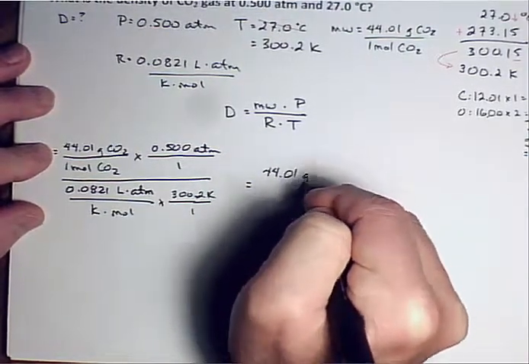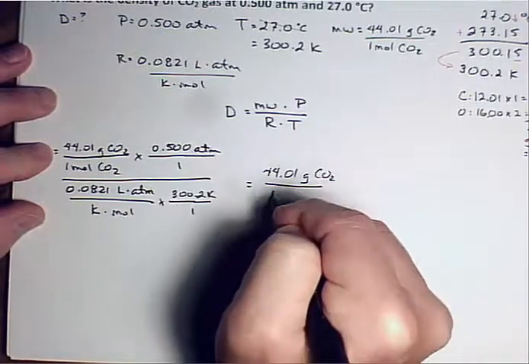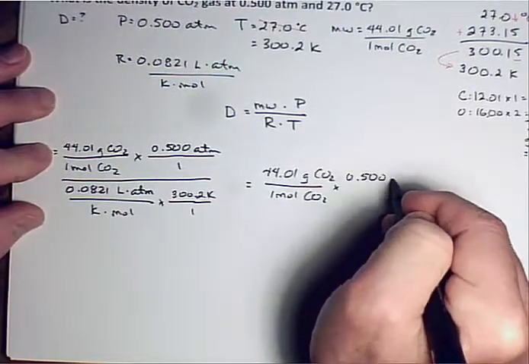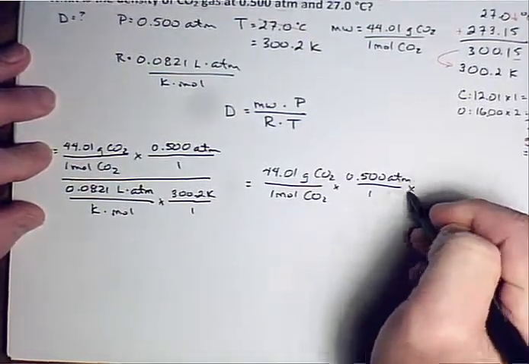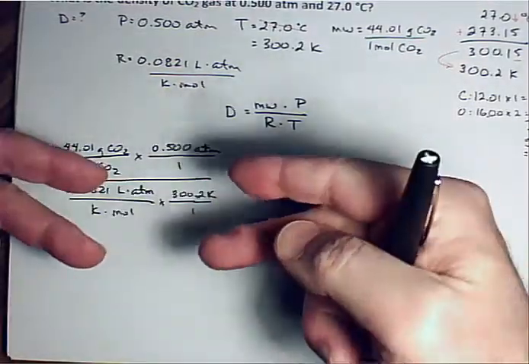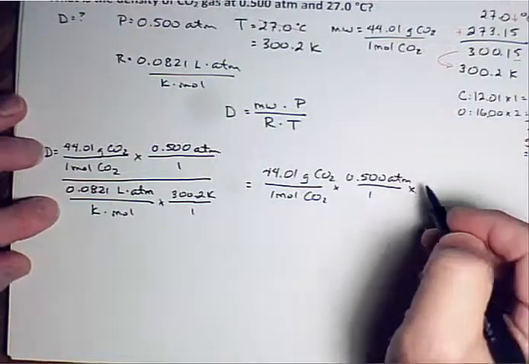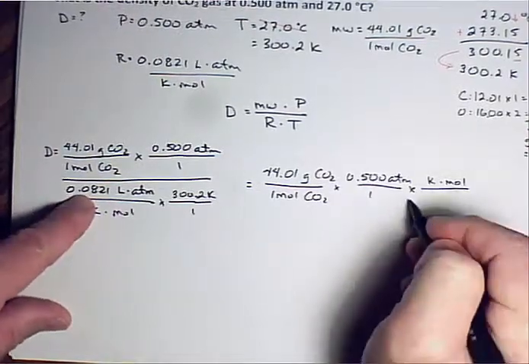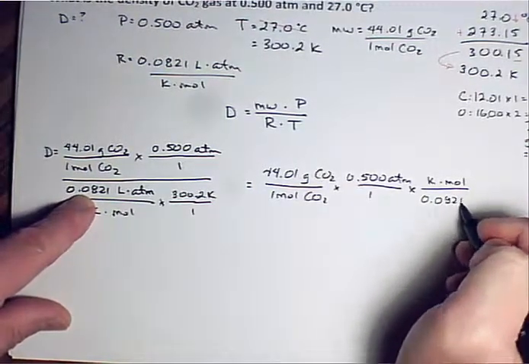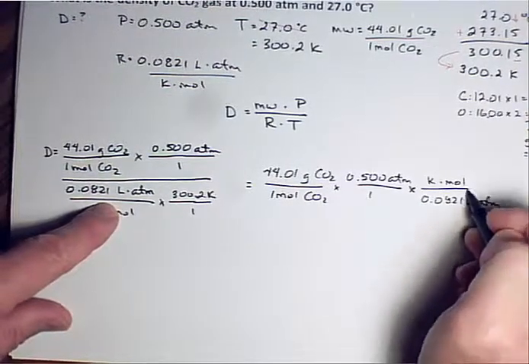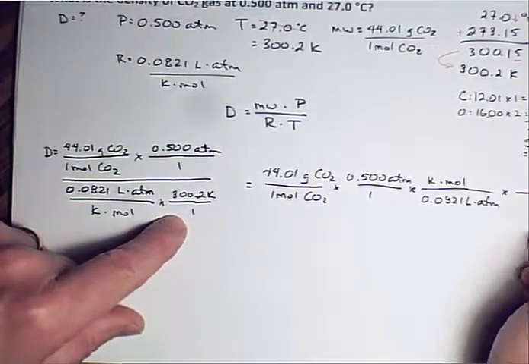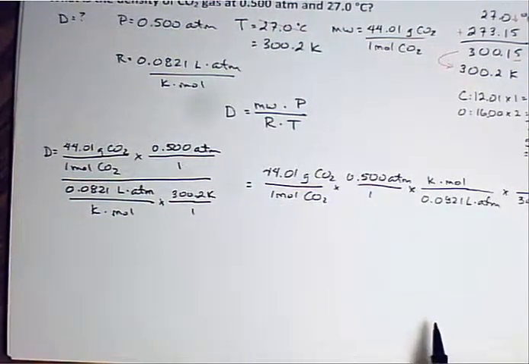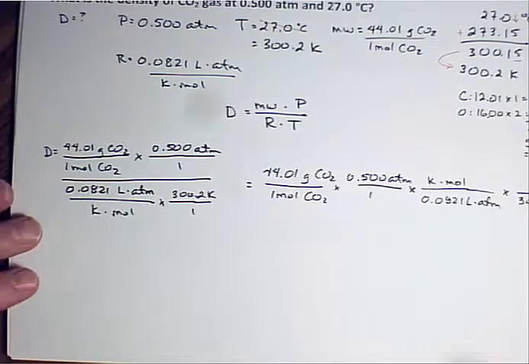So 44.01 grams of CO2 over 1 mole of CO2 times 0.500 atmospheres over 1. Then I'm going to take everything that's on the bottom and flip it. That's what I mean by invert, okay? So instead of Kelvin being on the bottom, it's now going to be on the top. Moles is also on the top. 0.0821 liters times atmospheres goes on the bottom. And then we're going to flip this one as well. Okay? And now we can start to cancel everything we can cancel.